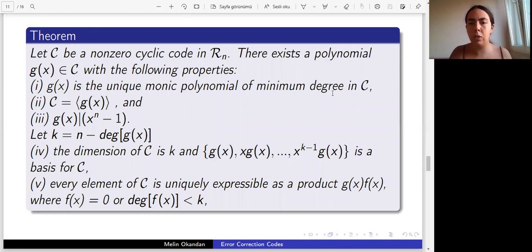This basis is g(x), x times g(x), dot dot dot, x to the k minus 1 times g(x). And since it is the unique monic generator of our cyclic code C, we can write each element in C as a product of g(x) and another polynomial f. And by the above items, we can say that f is either 0 or the degree of f is less than k, because we know that the dimension of our cyclic code cannot exceed k.